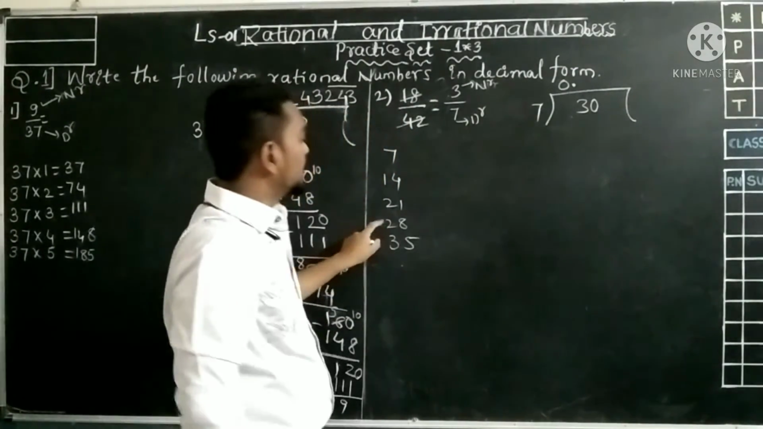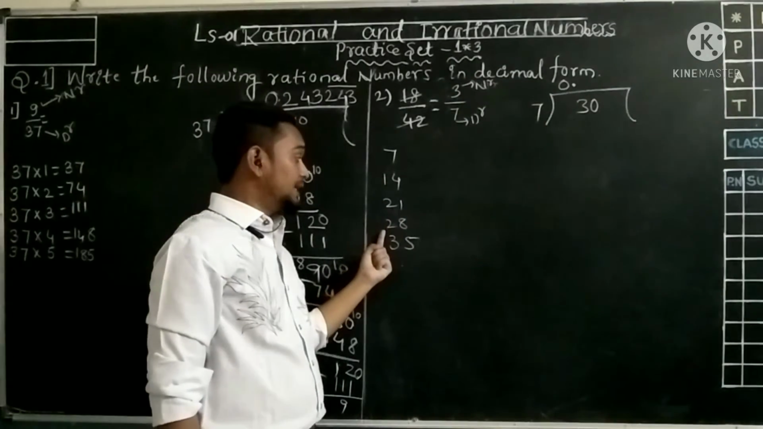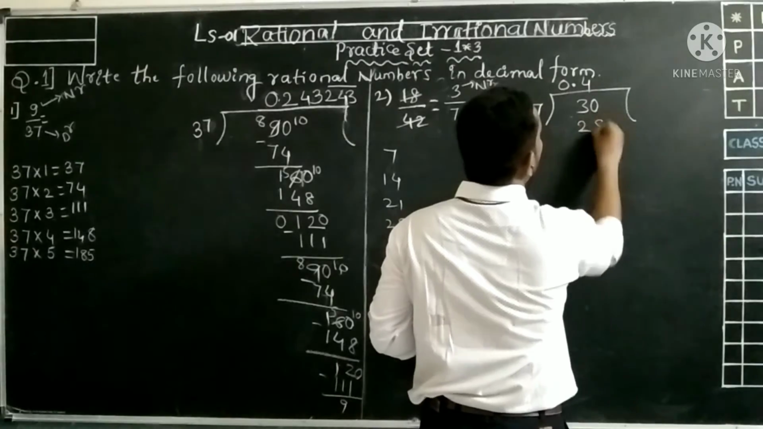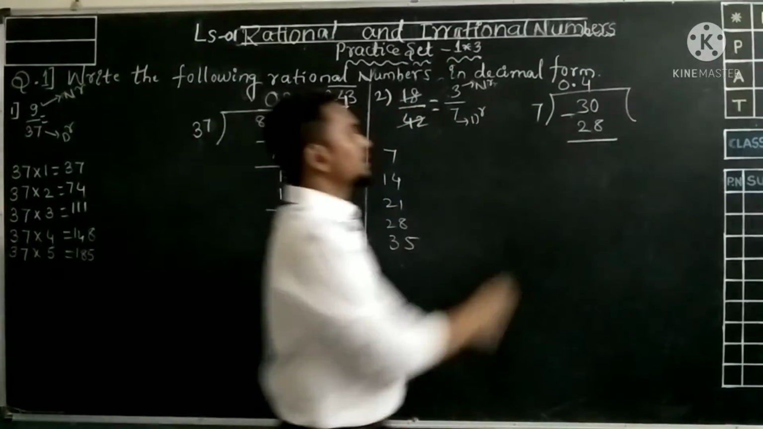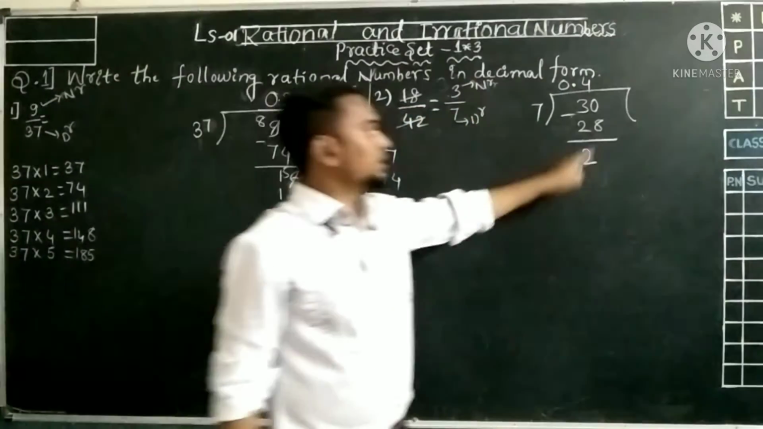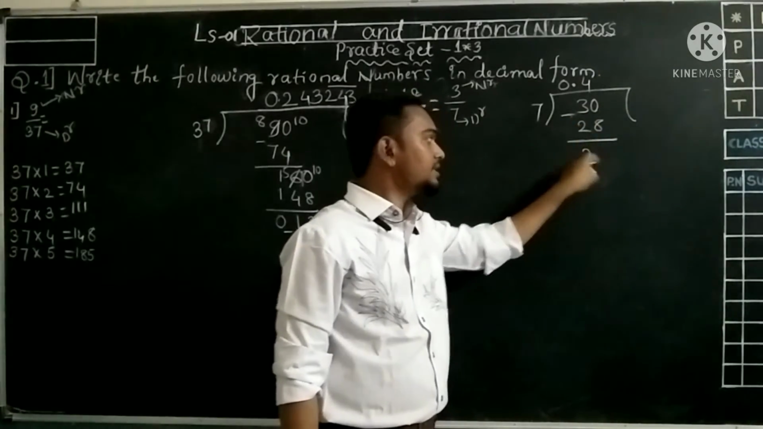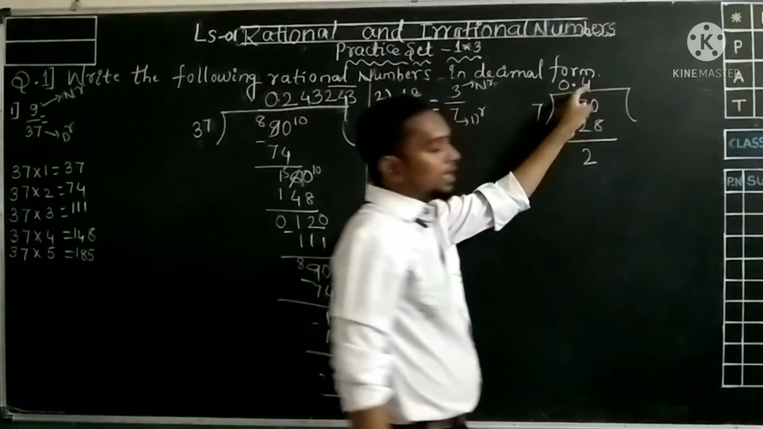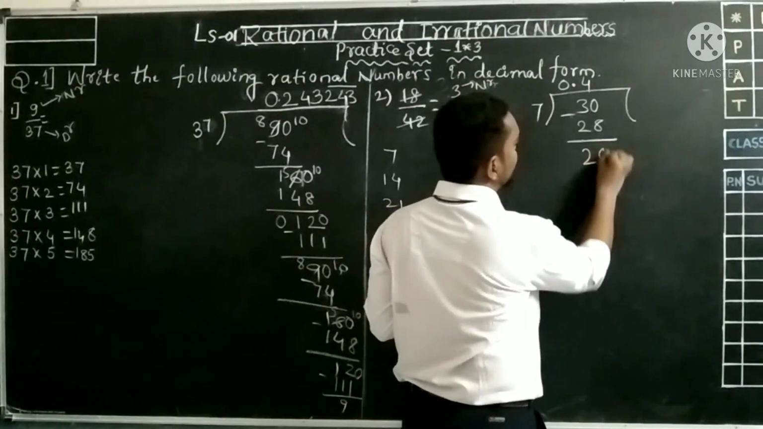Therefore, the lesser value than 30 in the 7 table is 28. 7 4s are 28. 30 minus 28 means 2. Okay. Next, again we will take a decimal point, that is 0.